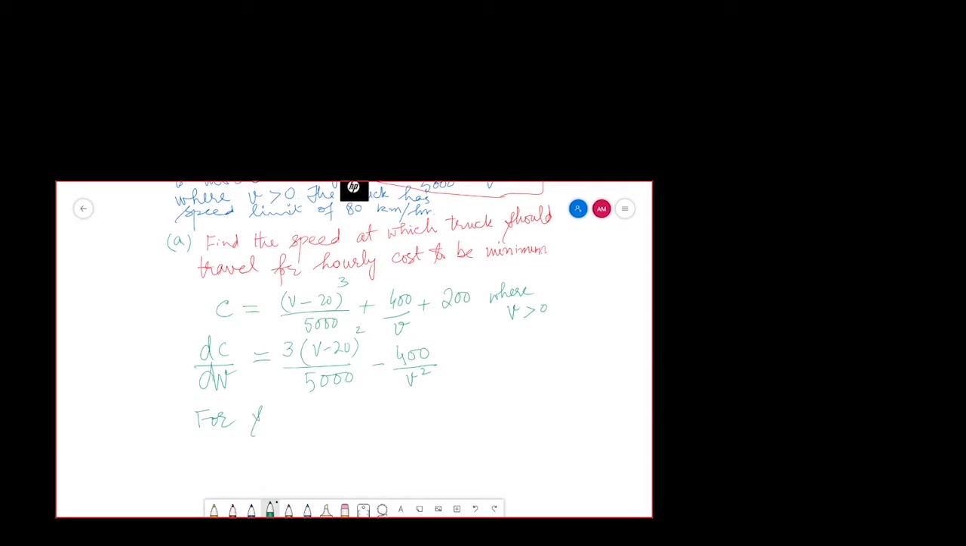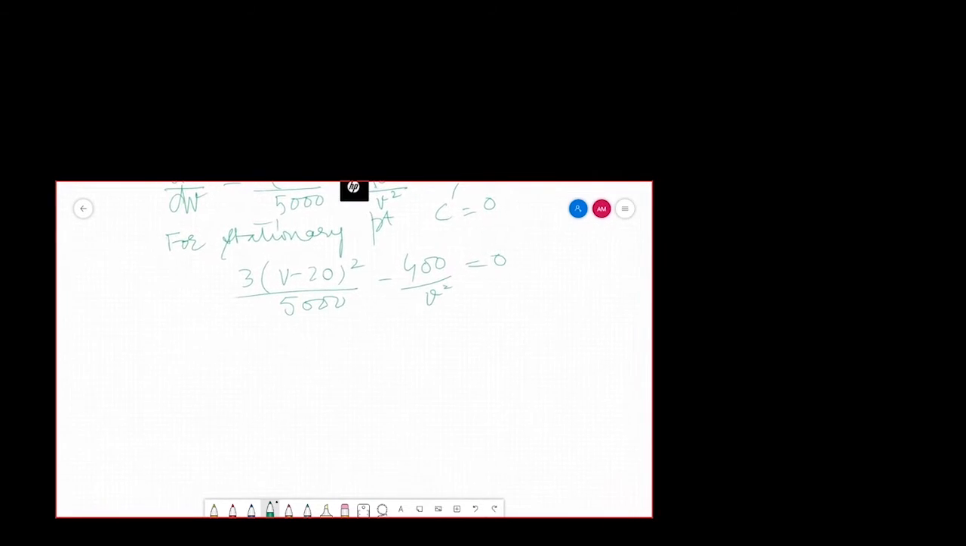For the stationary point, we will put dC over dv equal to 0. So it becomes (3v minus 20) whole square over 5000 minus 400 over v square is equal to 0. Okay, so far so good. So it means (3v minus 20) whole square over 5000 is equal to 400 over v square. Then we can do a cross multiplication.